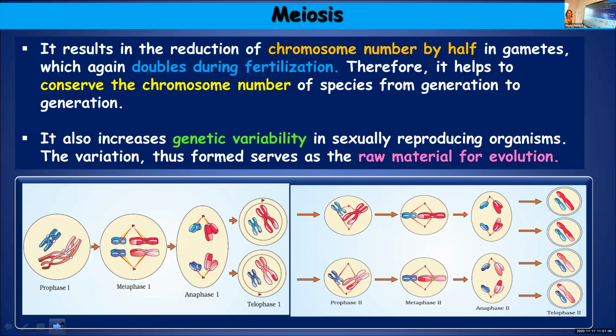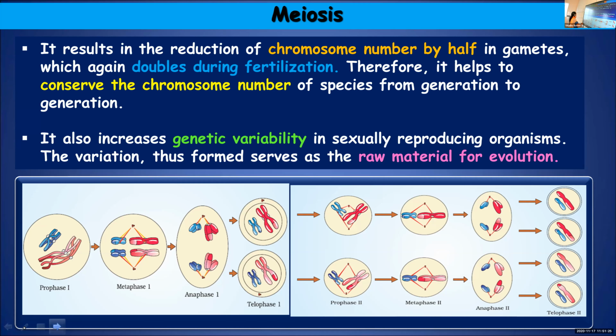Second point, it will promote genetic variability in sexually reproducing organisms. Mitosis means identical, similar cells are formed, but meiosis can lead to genetic variability. See here, in a nutshell, you can see all the stages.